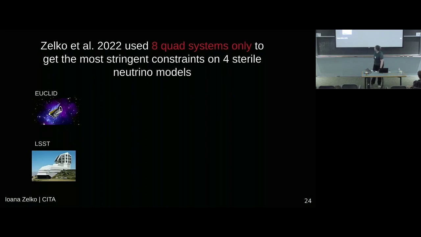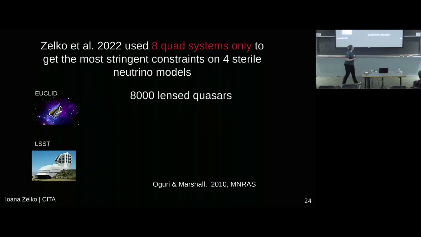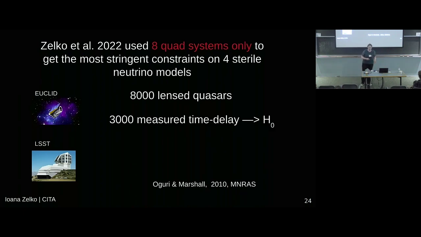So the nice thing is that we have Euclid already basically coming out and giving us data, and LSST. And there's forecasting that predicts that there will be 8,000 lensed quasars discovered, out of which 3,000 can be used for measured time delay, related to a question that was before in the audience as well. And about 1,200 would be quad systems. So we will hopefully move from 8 to thousands, basically, in the span of the next 5 to 10 years.